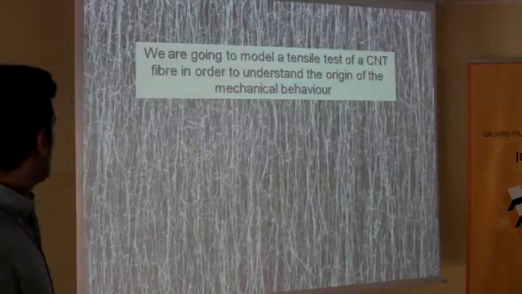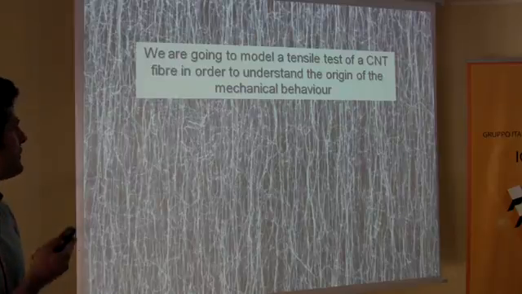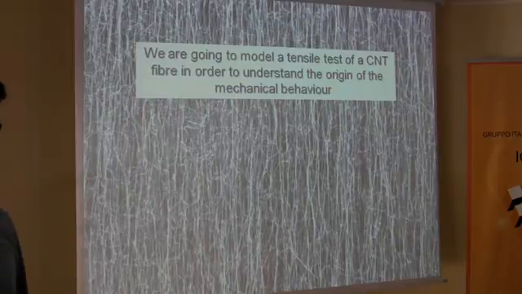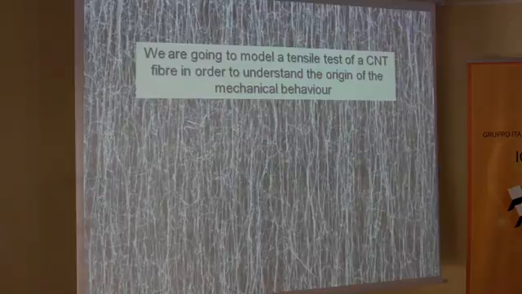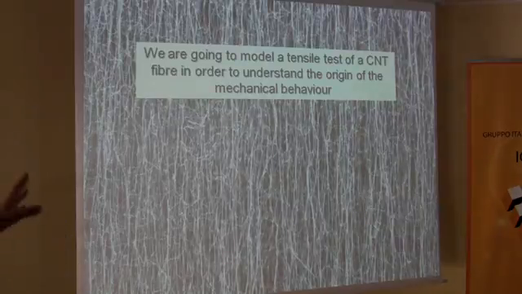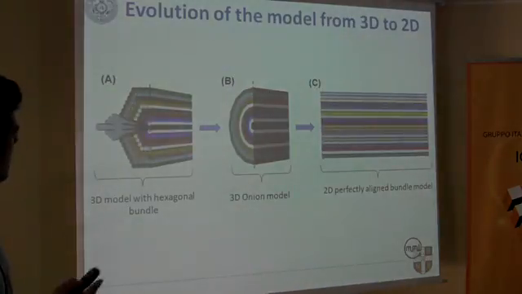What we are going to do? We are going to model a tensile test of a carbon nanotube fiber in order to understand the origin of the mechanical behavior. Why the origin? Because this kind of material have a very particular behavior, because the interface between bundle is ruled not by Coulombian friction. So if I apply a normal pressure, I will not obtain more shear stress. I will obtain always the van der Waals friction. So the material is pretty anisotropic, and it's pretty particular.